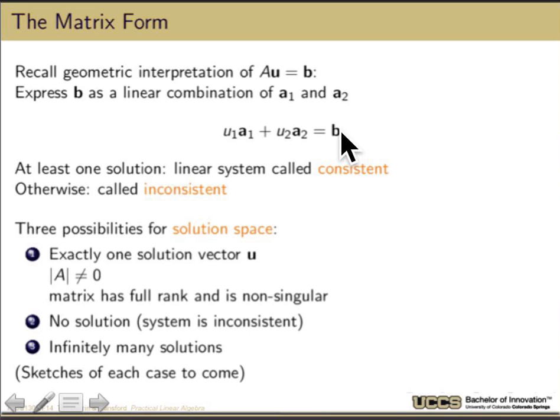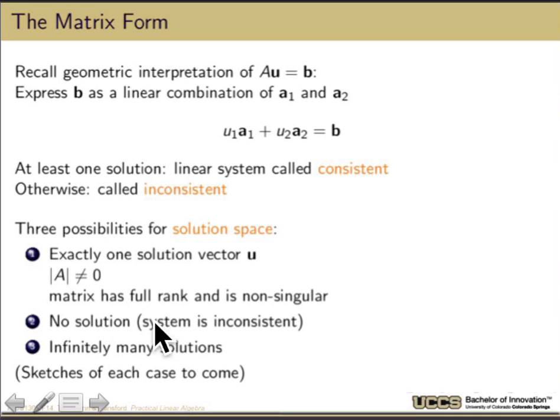If when we do this there is at least one solution, the system is called consistent, because there's some solution. Otherwise, it's called inconsistent. There actually turn out to be three possibilities. It's possible there's exactly one vector u that solves this, only one u1, u2, as we had in our example. That's true when the matrix has full rank and is non-singular, so the determinant of A is not equal to 0.